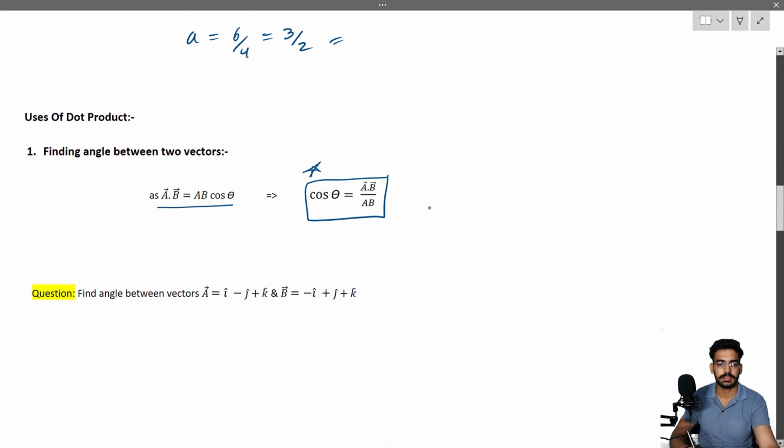Now until now you didn't know how to calculate this, right? If you leave the dot product, you don't know how to calculate these angles, right?